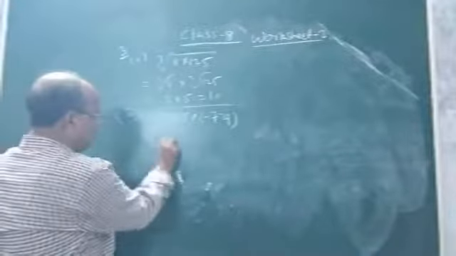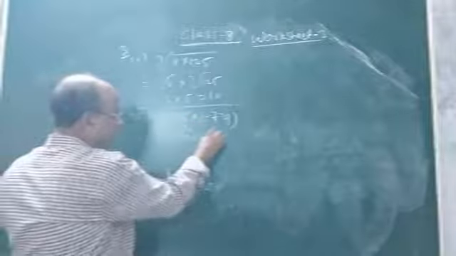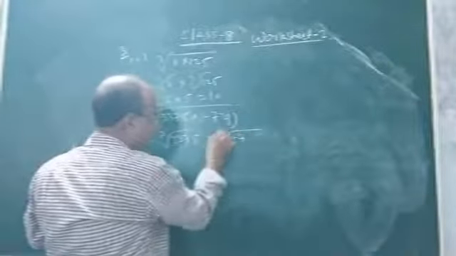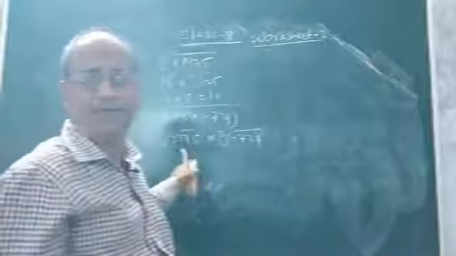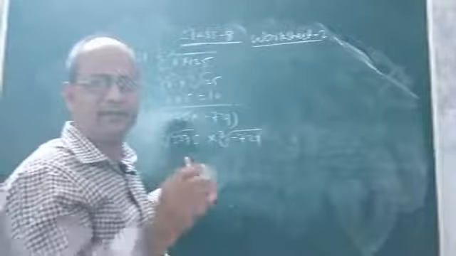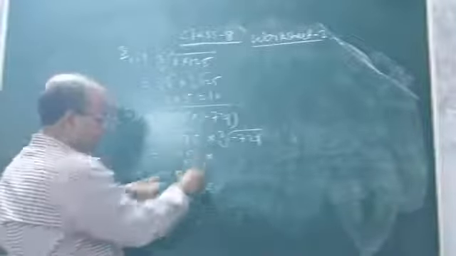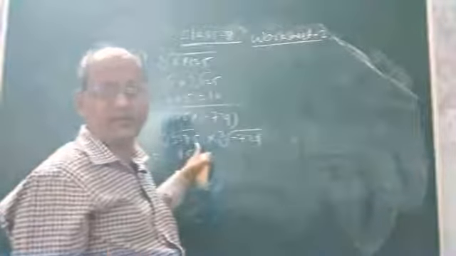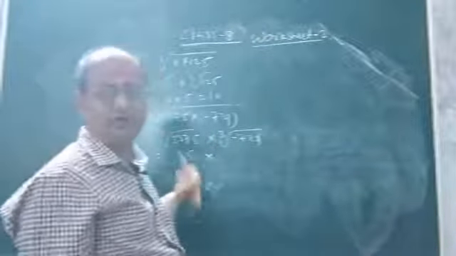So what will I write? I will write the cube root of 3375 into the cube root of minus 729. Now you find the cube root of 3375 by the prime factorization method. It will be 15. If you multiply 15 three times, the cube of 15 is 3375. So the cube root of 3375 will be no doubt 15.